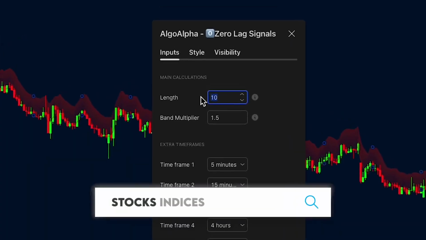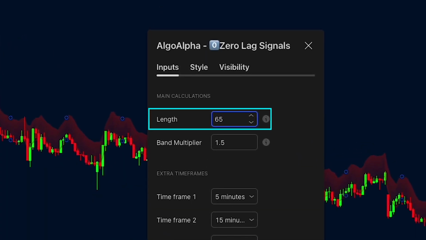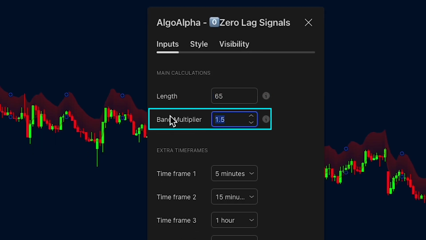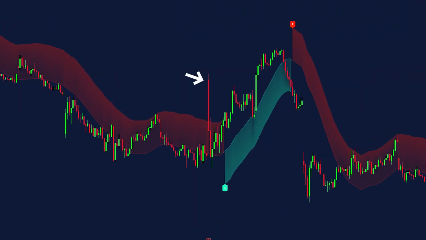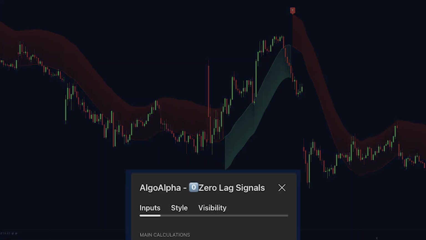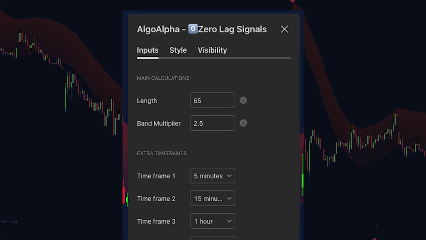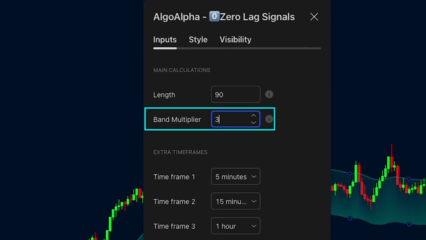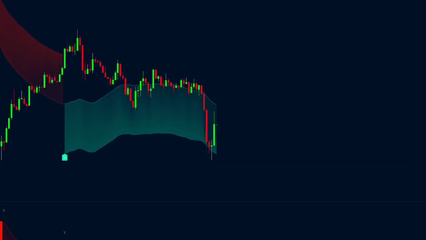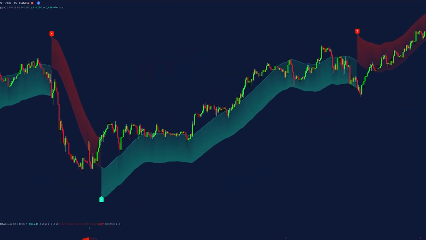For stock indices, I recommend a length of 65 and band multiplier of 2.5. Stock indices tend to trend more consistently, but still have significant institutional manipulation, so these settings strike the perfect balance. For gold trading, increase your length to 90 and band multiplier to 3.5. Gold is notorious for false breakouts and whipsaws, so these higher settings ensure you're only catching the legitimate moves.